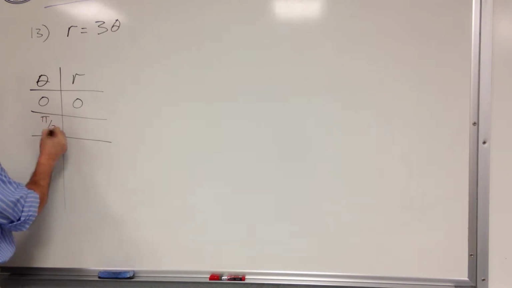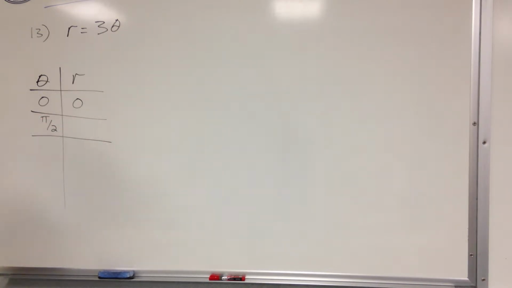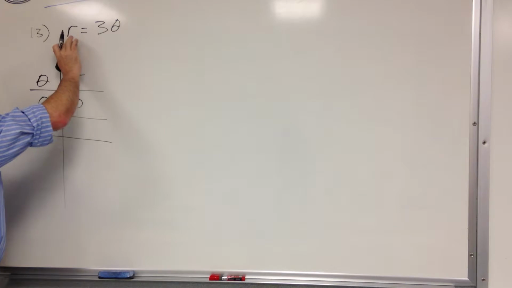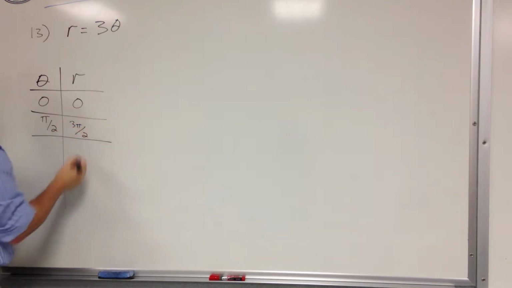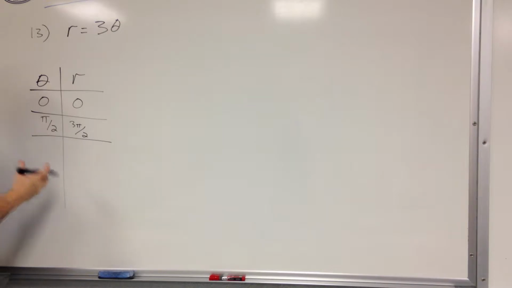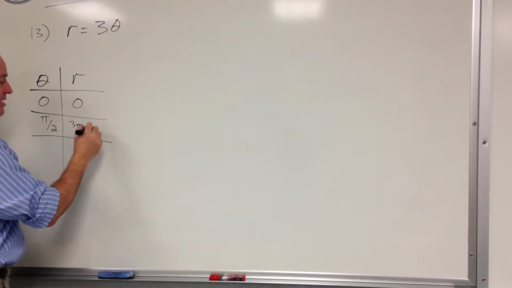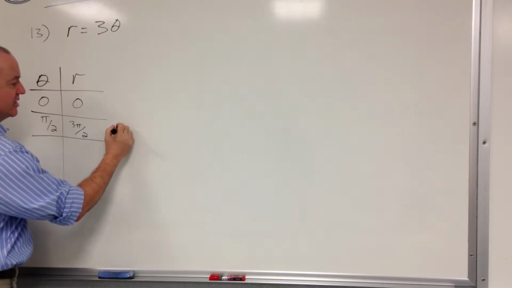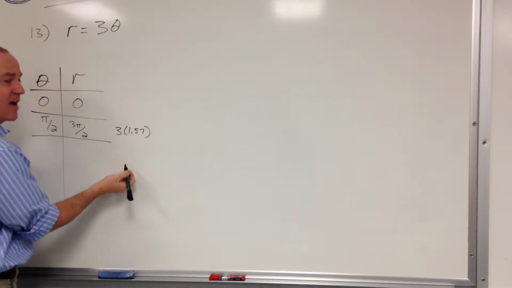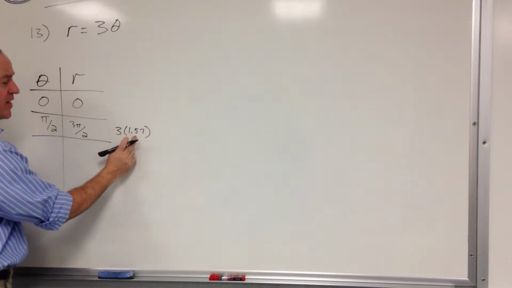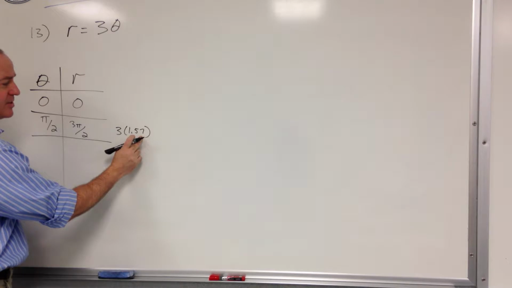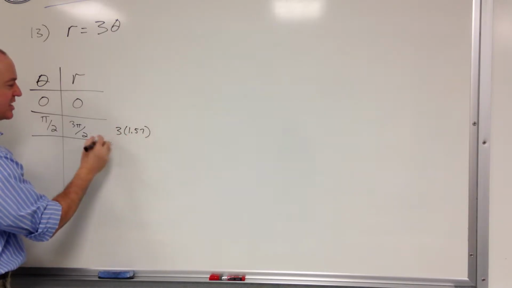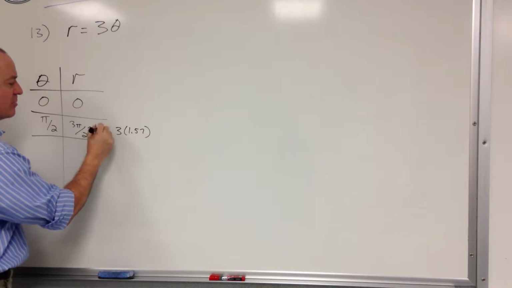So when theta is pi over 2, what's 3 times pi over 2? Pi over 2, 3 pi over 2. Now, with this relationship in radians, this is an actual distance. Pi over 2 is about 1.57. That's half of 3.14. So 3 pi over 2 is 3 times about 1.57. 3 times 1.5 is 4.5. 3 times 7 would be 21. Think of it as like 3 times 157. And that's going to be about 4.71.